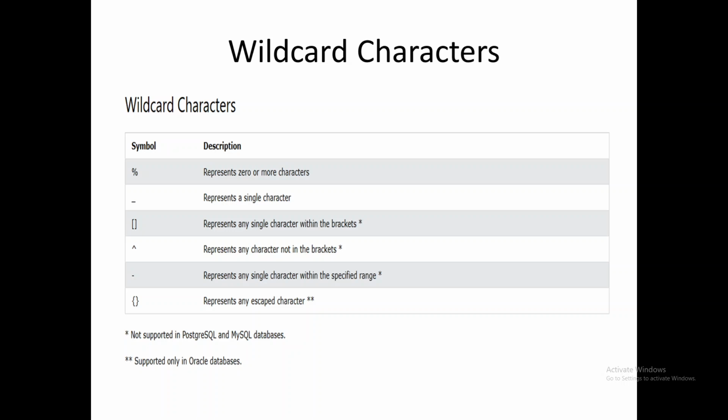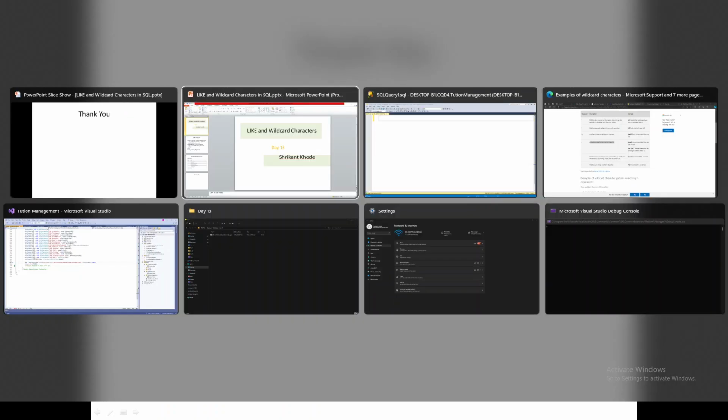And then we have braces, which also represent the escape character. Now an important thing I want to mention: you will find star star star. These three are basically not supported by PostgreSQL and MySQL databases, but you will find them in Oracle and SQL Server, right? And there is one more thing called the escape one, that you will find in Oracle, not in other relational databases. Perfect. Now let's move to the demonstration.